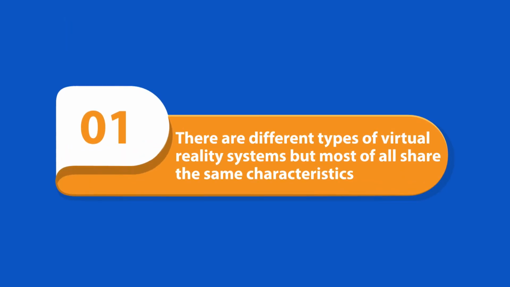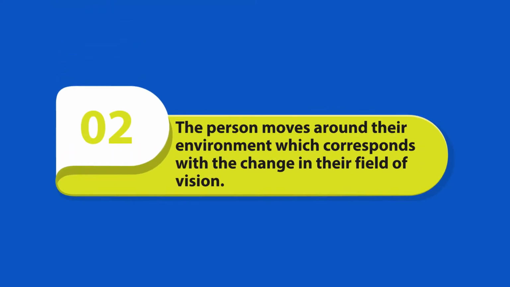There are different types of virtual reality systems, but most of them share the same characteristics such as the ability to allow the person to view three-dimensional images. These images appear life-sized to the person. Also, they change as the person moves around their environment, which corresponds with the change in their field of vision. The aim is for a seamless join between the person's head and eye movements and the appropriate response, for example, change of perception. This ensures that the virtual environment is both realistic and enjoyable.